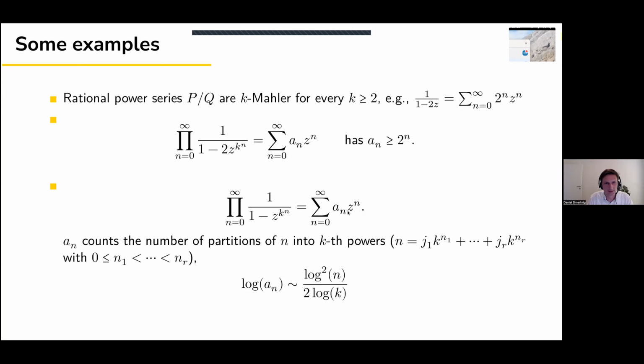And here you can check just by expanding this formally on the left that the coefficients a_n now count the number of partitions of n into powers of k. So the number of ways that you can write n as a sum of powers of k where the order is disregarded. And here one knows, originally by a result of Mahler, also the asymptotics of the coefficients. So log of a_n behaves asymptotically like log squared n divided by a constant.